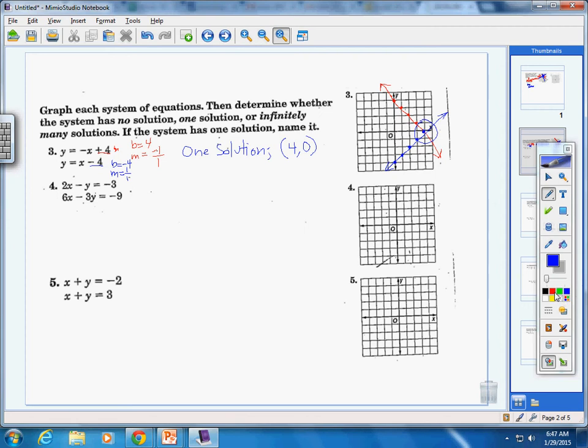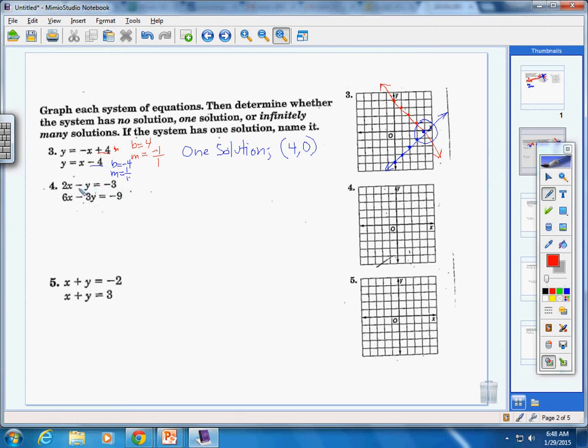Now let's do the exact same thing for numbers 4 and 5. Okay, 4 is a little bit tougher though, because as you see, our equations are not currently in slope-intercept form, so it makes it tougher to graph them. So what we have to do first is put them in slope-intercept form. We need to solve for y. So we'll do equation 1 first.